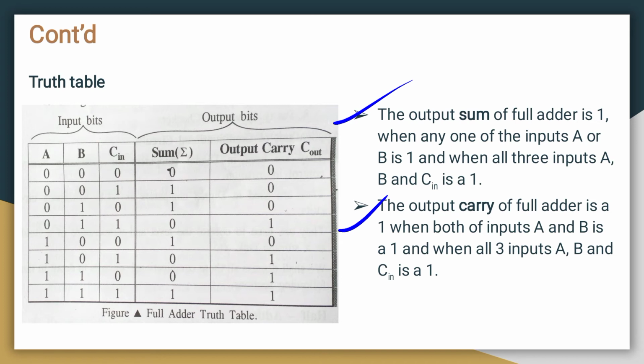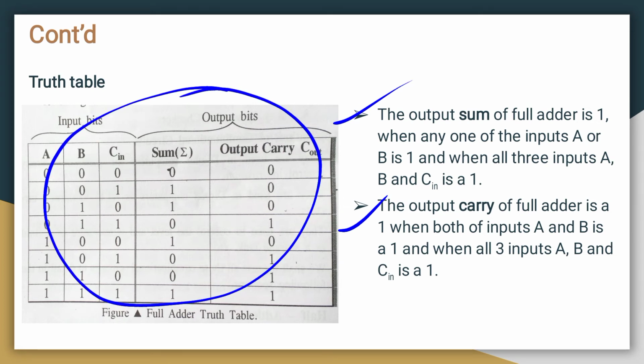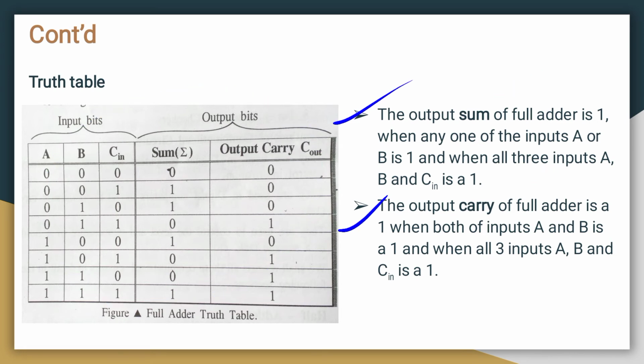For carry, when both the inputs A and B are 1 or any 2 inputs are 1, then we will get an output as 1. Otherwise, we can go for the second choice, that is when all the 3 inputs A, B and C in are 1, then the output is 1. So you can understand by this statement, or you can go with whatever I told in a content based on the truth table, right? Depending on this, you can also go with the statement. So this is about the truth table.